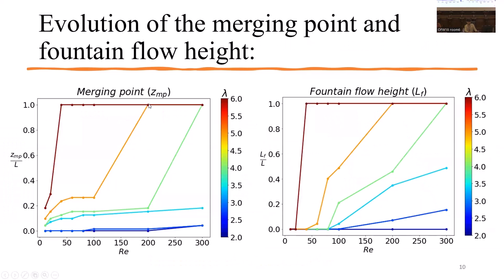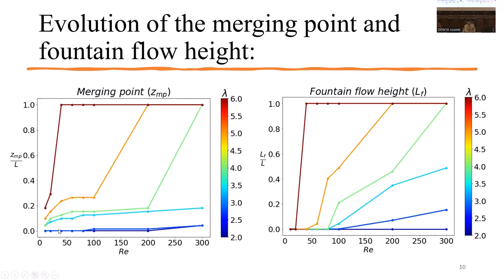To describe these different regions and the influence of lambda and the Reynolds number, I represent the position of the merging point and the fountain flow height as a function of the Reynolds number, and the color bar is given by lambda. As we can see, both values increase with the Reynolds number. For example, for the highest lambda, which is 6, we have a maximum value of 1 when the Reynolds number is equal to 40, which means that the mix occurs after impact on the wall. It occurs due to the interaction between two opposite radial jets, and the fountain flow goes back to the top wall.